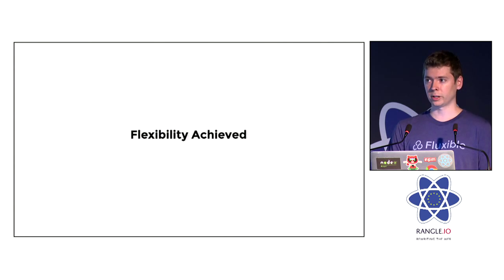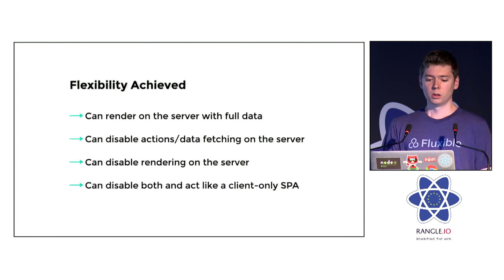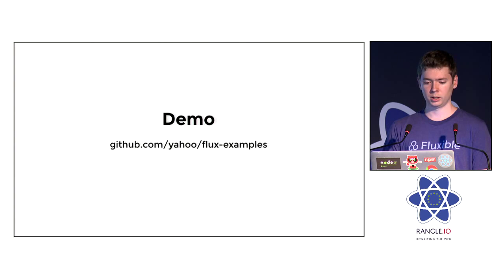So now we've achieved the flexibility that we want. We can render both on the server, we can render on the client. There's a lot of possibilities here. So what I'm going to show you right now is a demo of a Flux example that we've created. We have several examples in our GitHub repo.